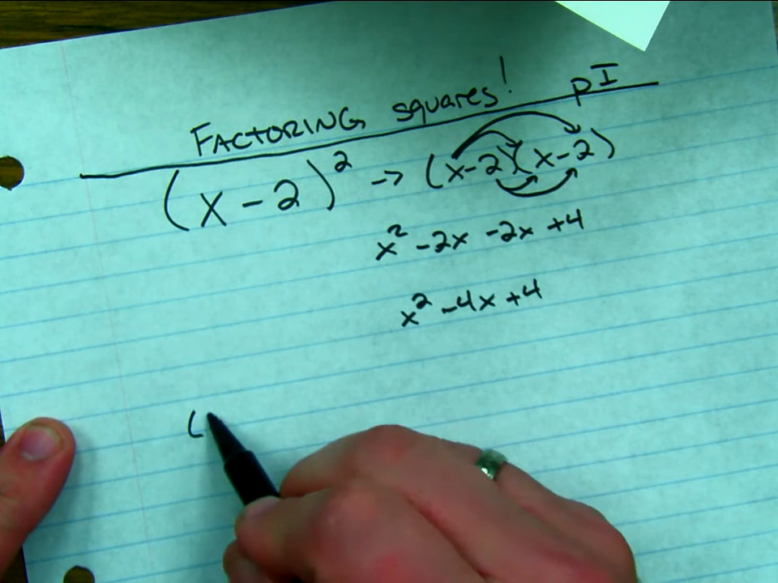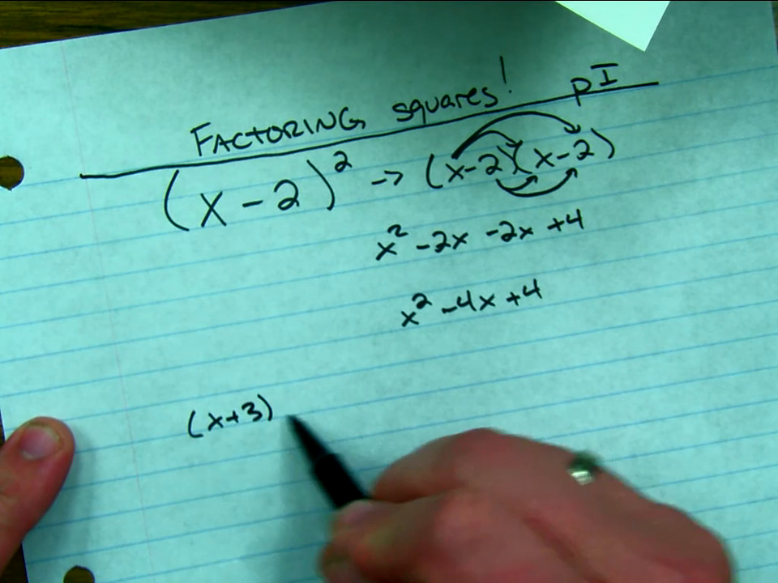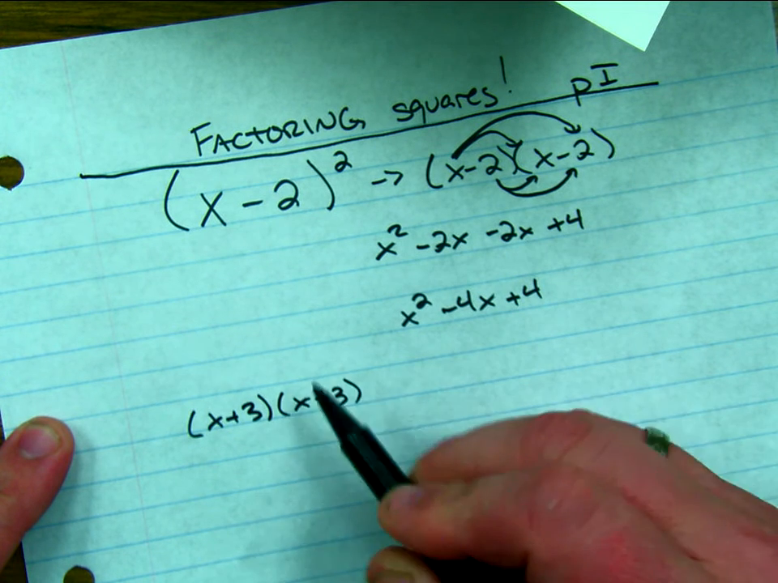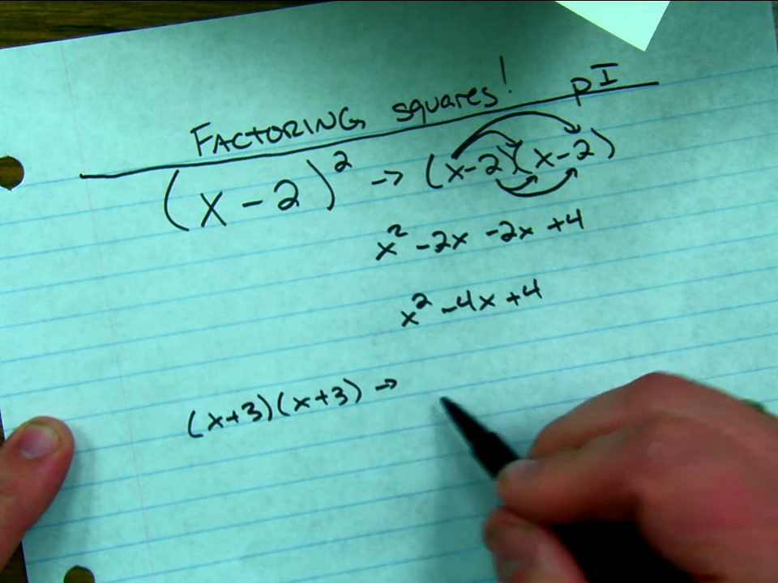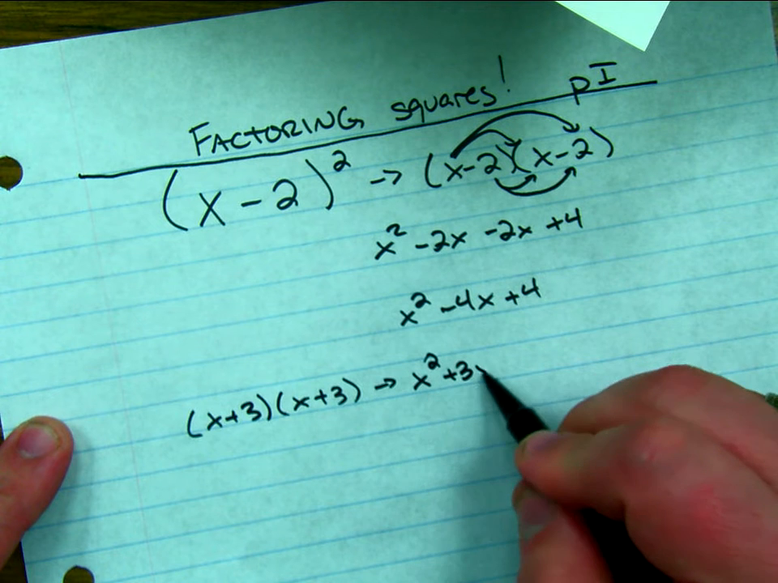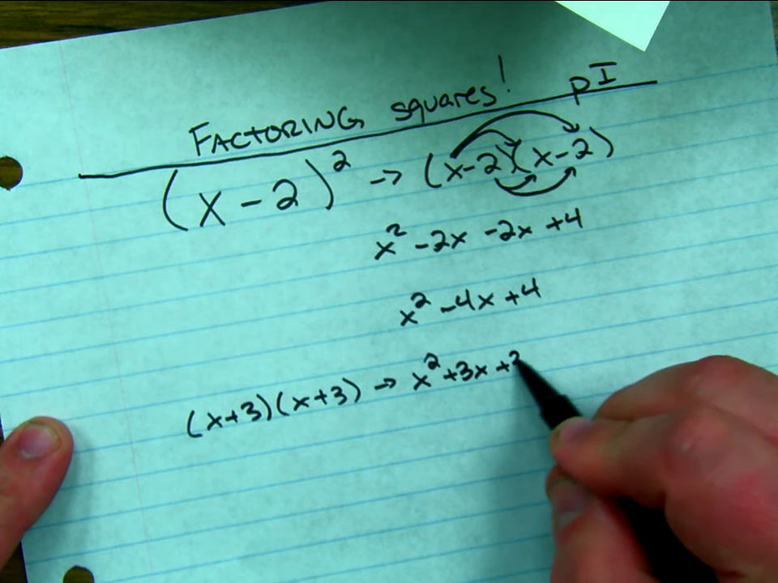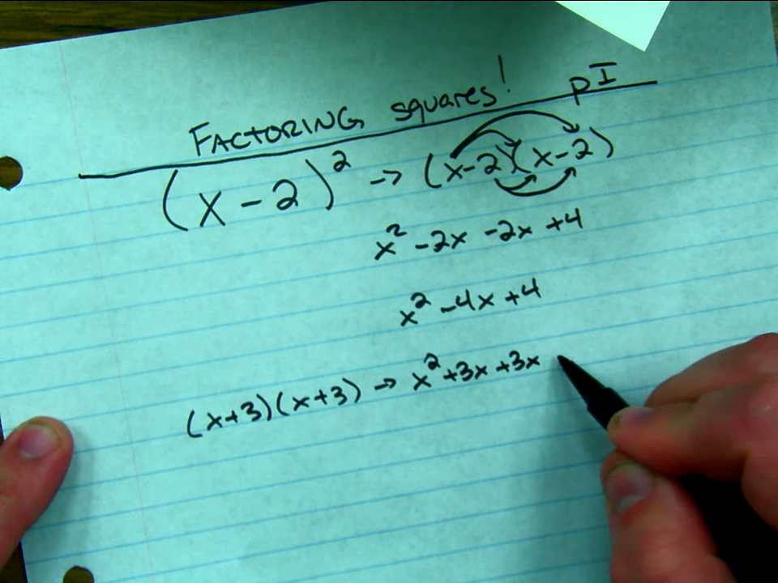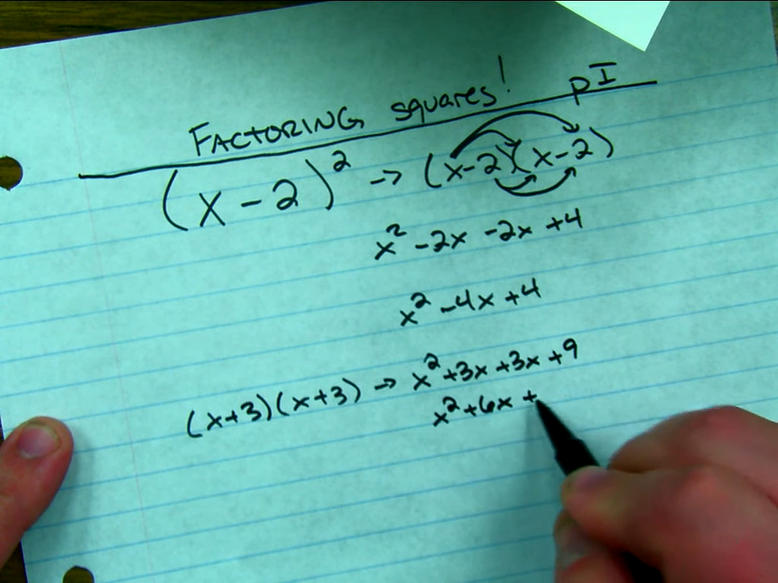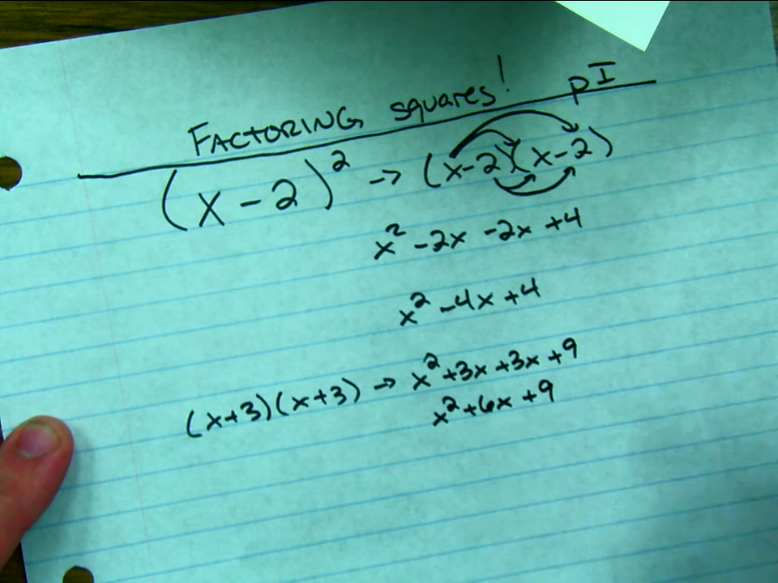This time I'm going to do x plus 3 squared, which is x plus 3 times x plus 3. When we multiply that out, you get x times x is x squared. X times 3 is 3x. 3 times x is 3x. 3 times 3 is 9. For a final answer of x squared plus 6x plus 9.